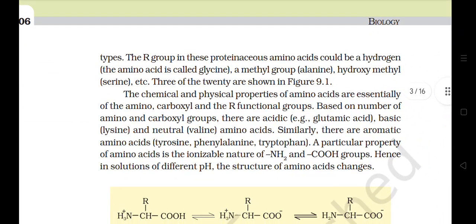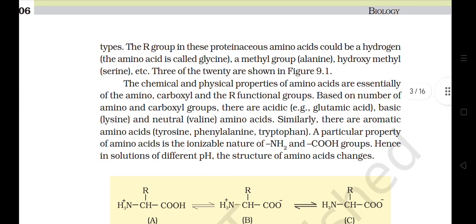Types of R group in the proteinaceous amino acids could be a hydrogen. The amino acid is called glycine. A methyl group, alanine. Hydroxyl methyl, serine, etc.